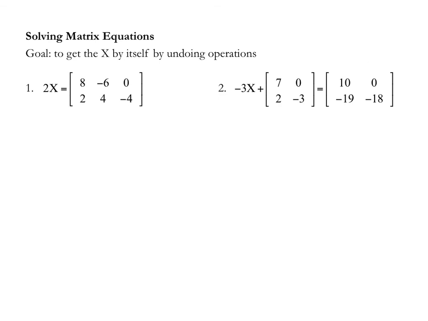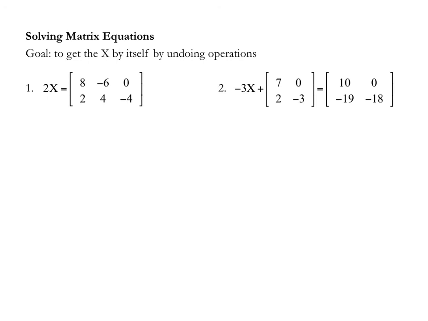All right, the last thing we're looking at today is solving a matrix equation, and these will get more complicated a little bit later in the chapter. But your goal is really just to get the x by itself by undoing whatever operations are happening. So you can think of this as just one really large equation that you're trying to get x by itself.